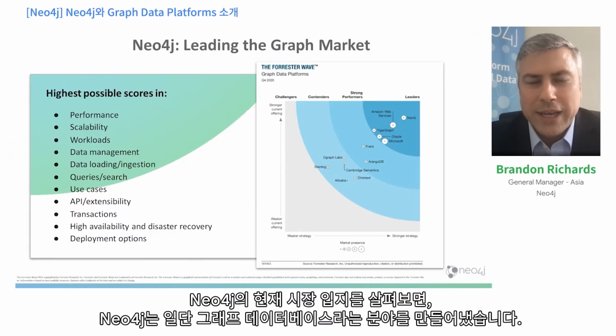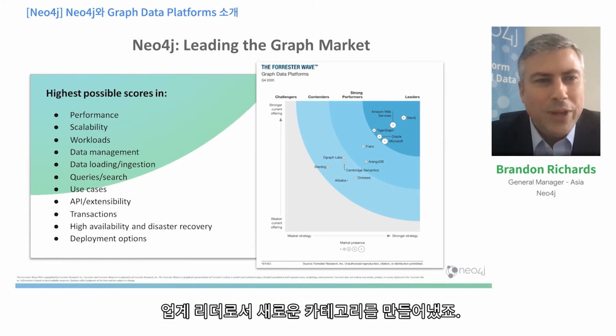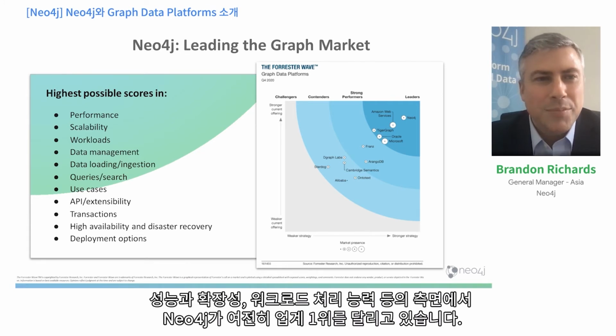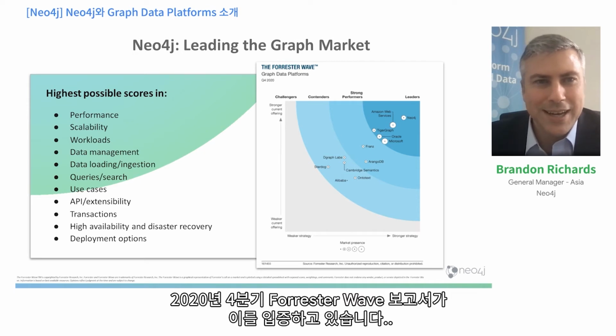Now, when you look at where Neo4j stands in the marketplace, Neo4j invented the graph database space. So we are the leader. We started the category. Everyone else is jumping into this category and trying to play catch up. But Neo4j is number one when you come at performance and scalability, handling workloads, and so on. And that's recognized in Forrester's wave that they just came out with in Q4 of 2020.